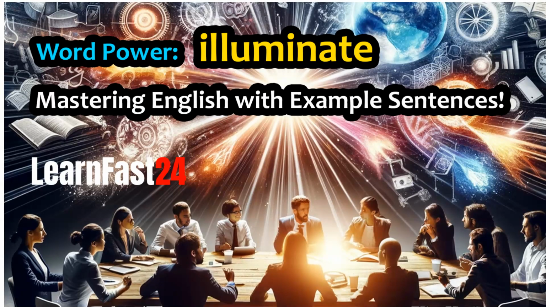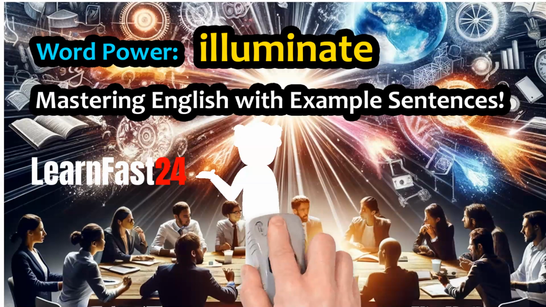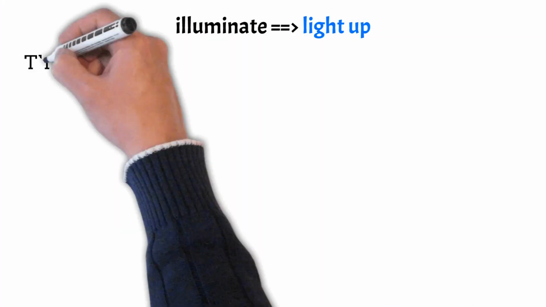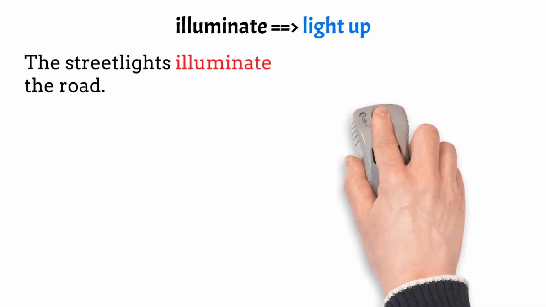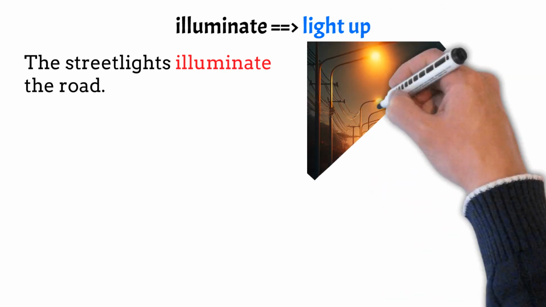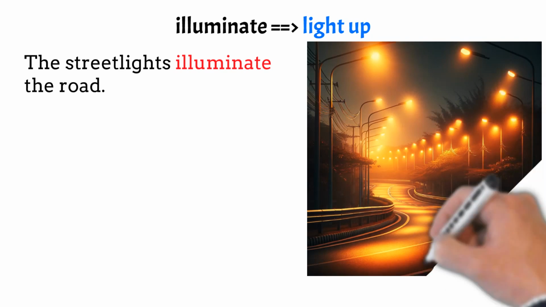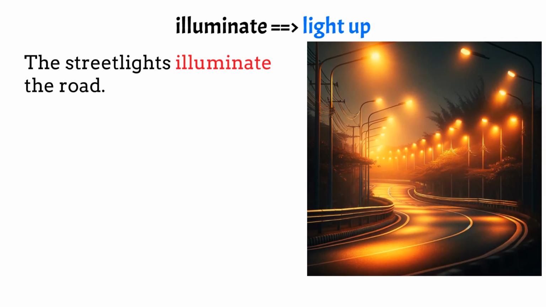Word power. Illuminate. Mastering English with example sentences. The street lights illuminate the road. Streetlights provide light, making the road visible and safer to navigate, illustrating the light-up aspect of illuminate.